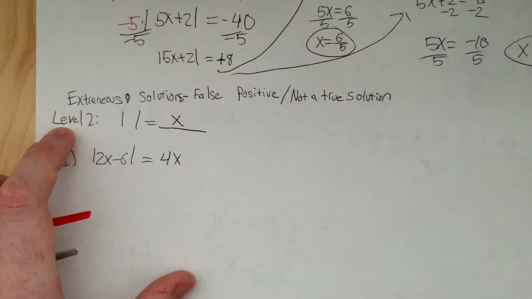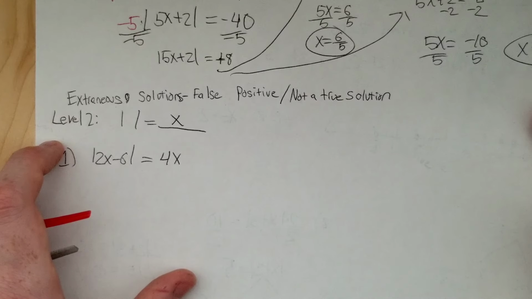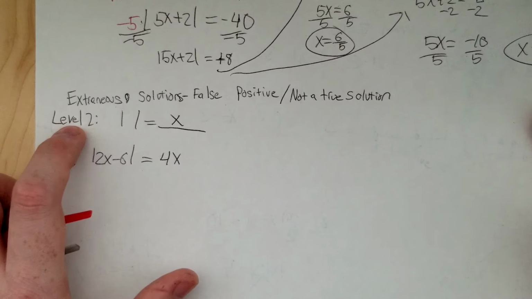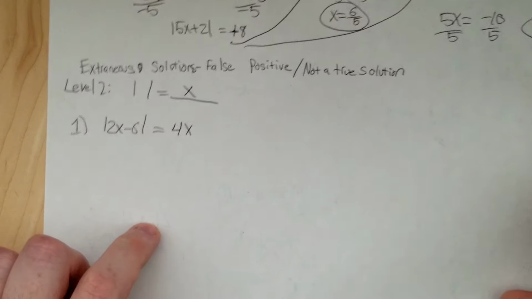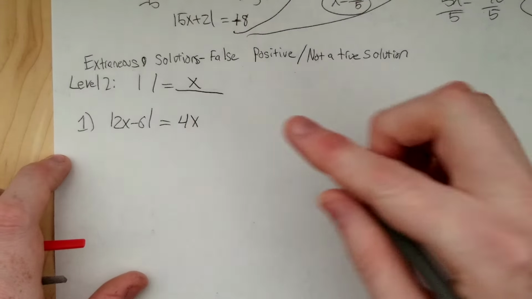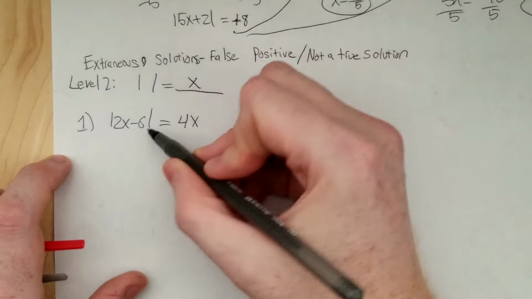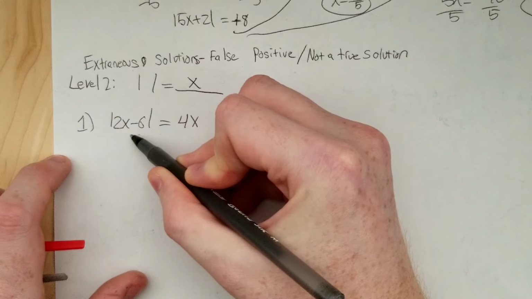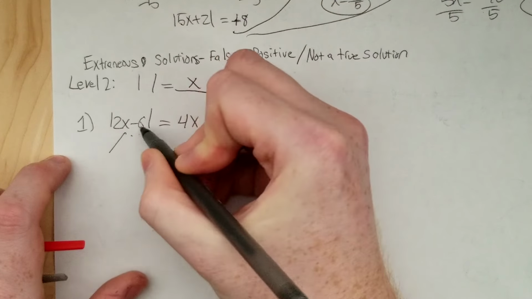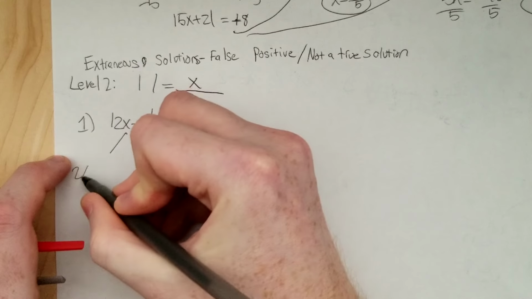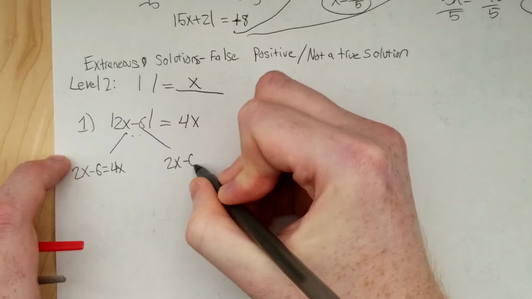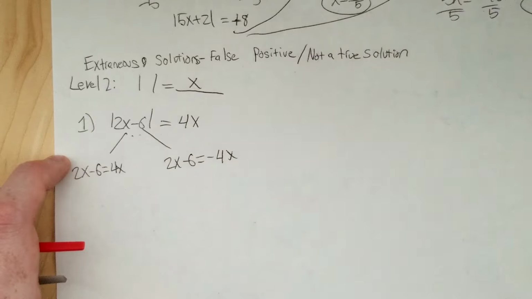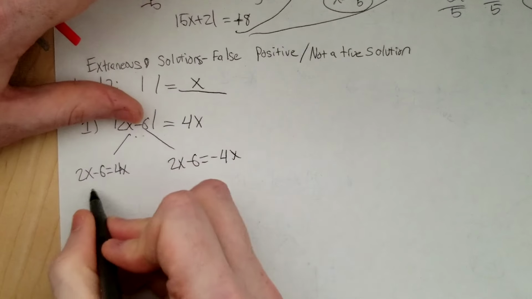That's why for the previous questions we've done, I haven't been checking all my solutions, because I haven't had a case like this. So when you get into the Delta Math level 2 section, you're really going to want to plug in your answers, because we're going to see in this example that you can get false positives. So for example, question 1, the absolute value is already isolated, so we're ready to split up our equation. We would have 2x minus 6 equals 4x, and 2x minus 6 equals -4x. So we just need to do a little bit of solving.